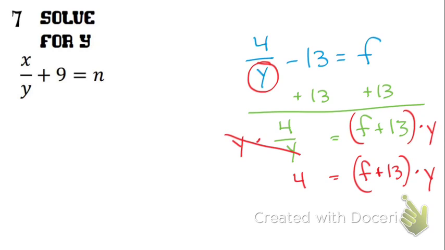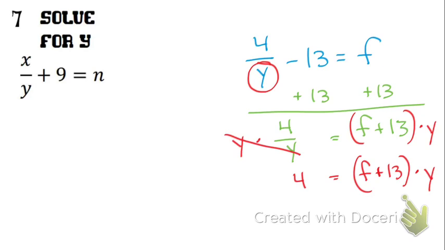times Y. So I've told you guys before, whenever you're solving an equation, if there's parentheses, you should distribute. But in this case, if I were to distribute that Y to the F and the Y to the 13, that's actually going to make it more difficult for me to solve it. So instead of distributing, I'm just going to think of this as what I see. I see F plus 13 multiplied by Y.